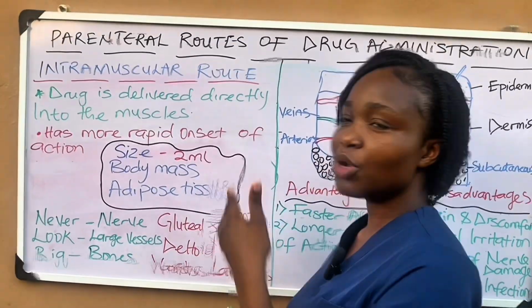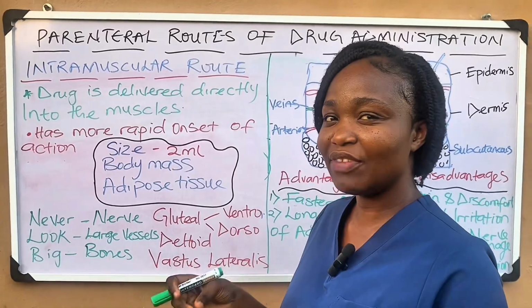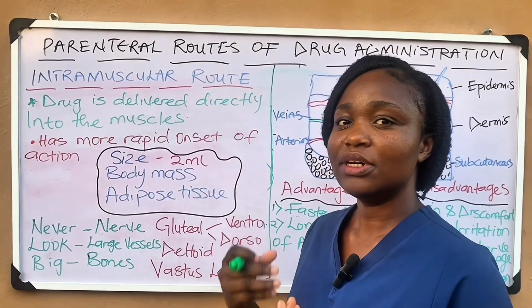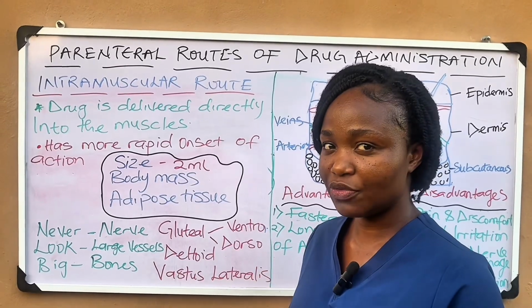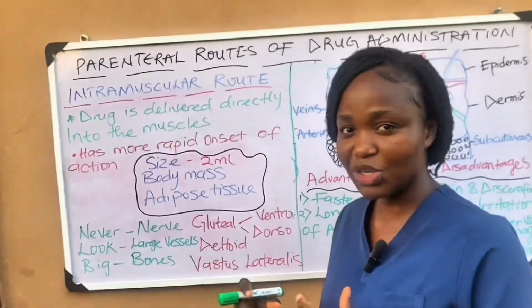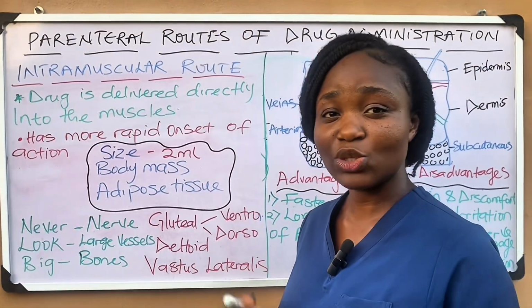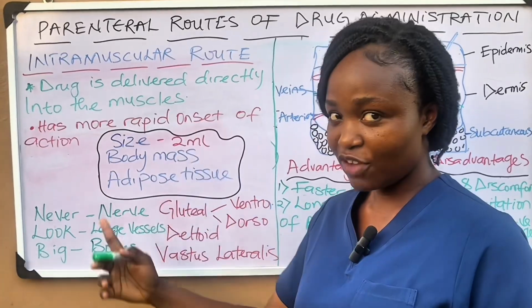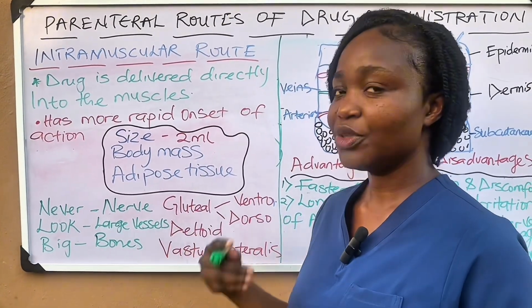For the intramuscular route of drug administration, the drug is delivered directly into the muscles, and we already know that anatomically the muscles contain a large amount of blood vessels. With this large amount of blood vessels, what are we looking at? We're looking at a faster rate of absorption. Just like we spoke about in the subcutaneous route of drug administration, there are a number of things that we check for while administering a drug.